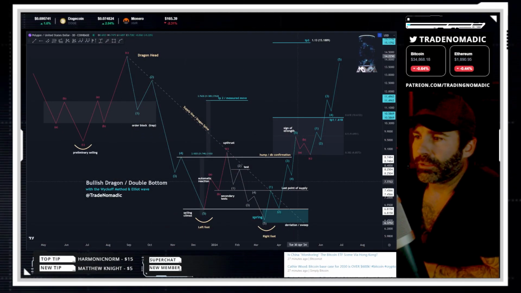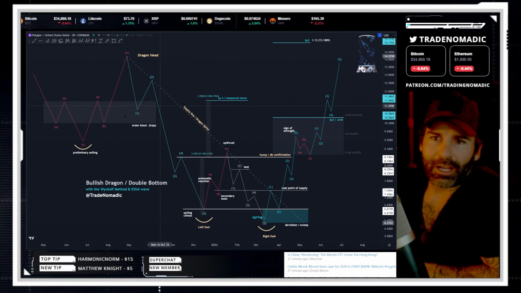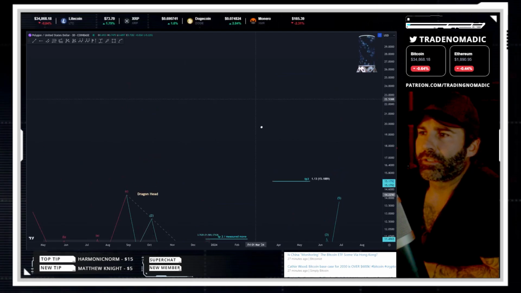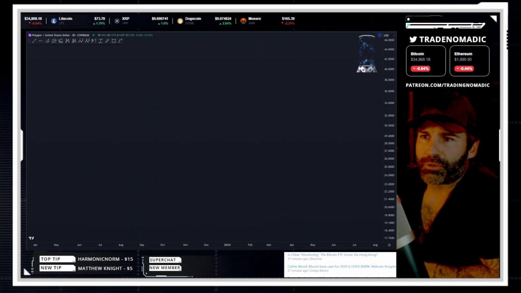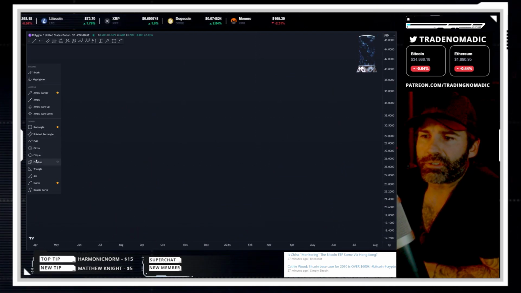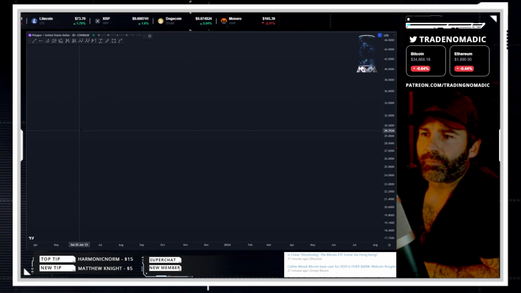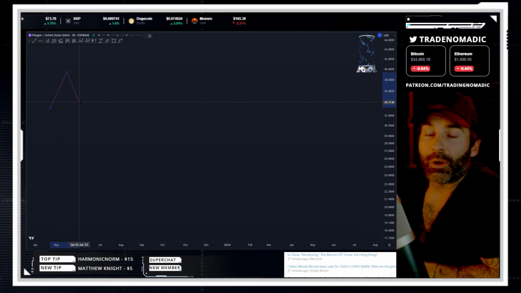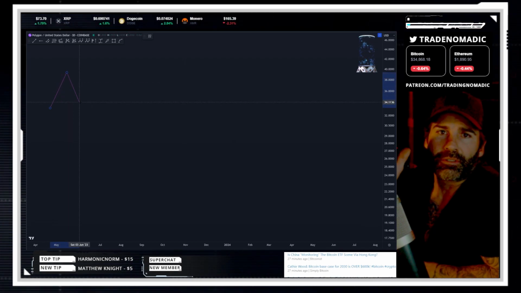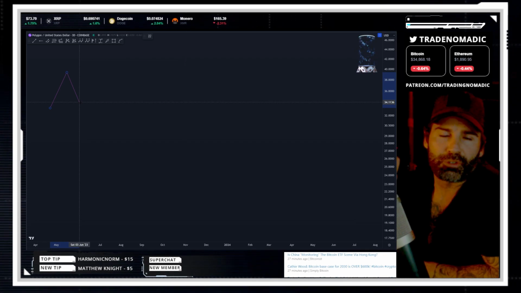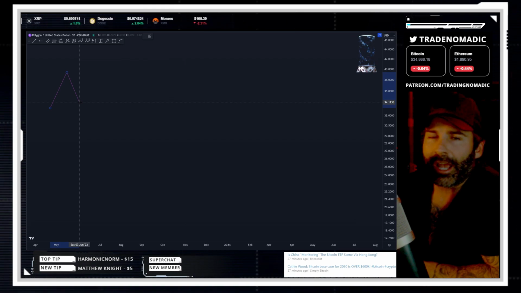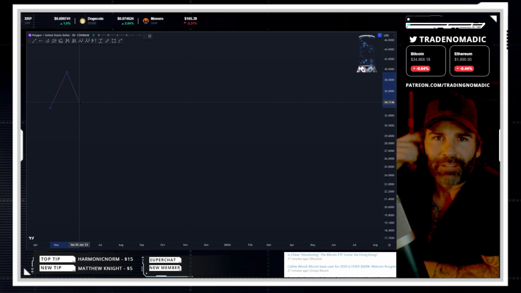Okay, so a lot to take in at first, I get it. Basically the bullish dragon looks like this. You're gonna have a top. Now, a lot of the time bullish dragons start after a double top, after a higher high double top, at the end of a cycle.